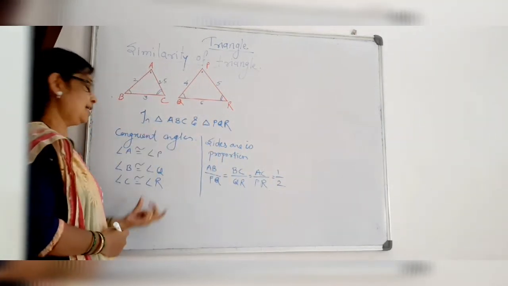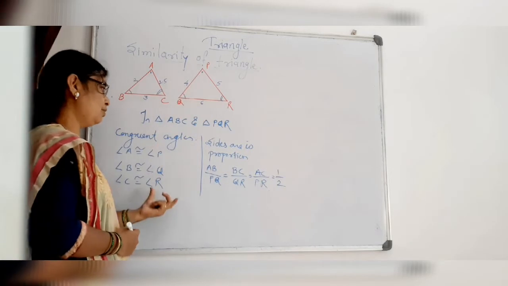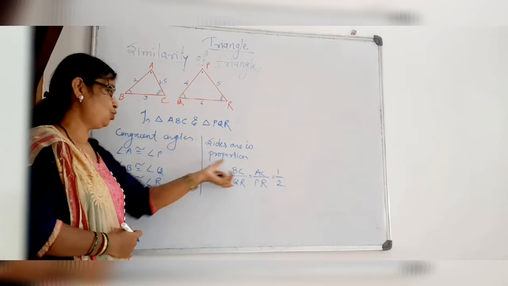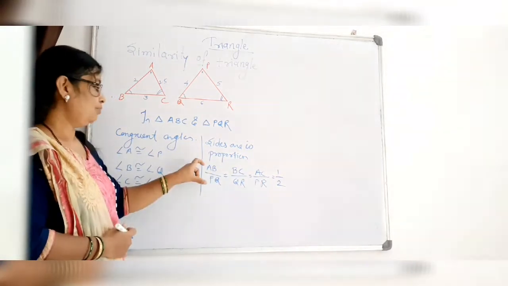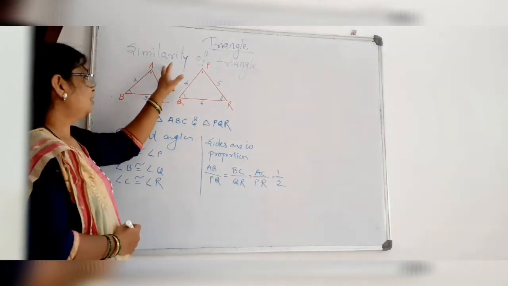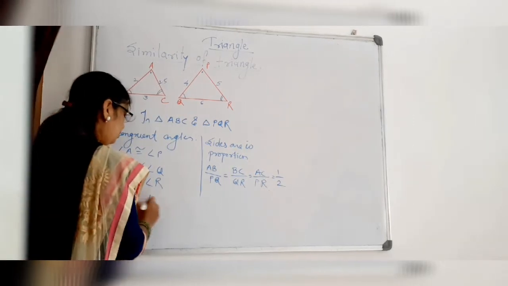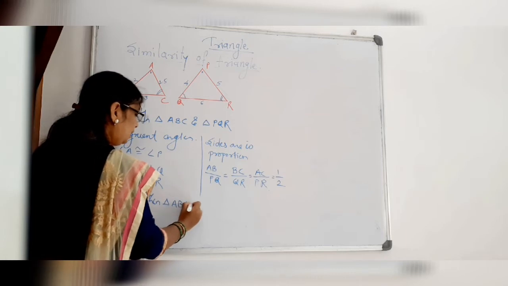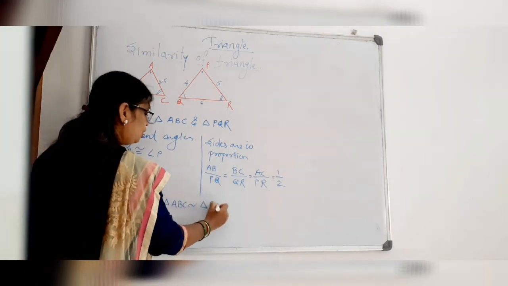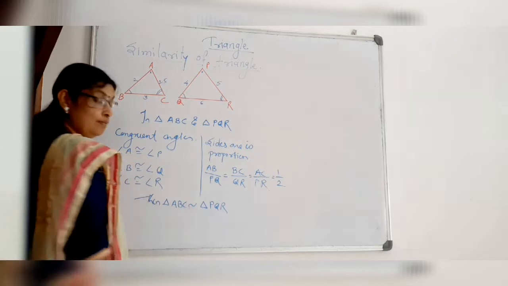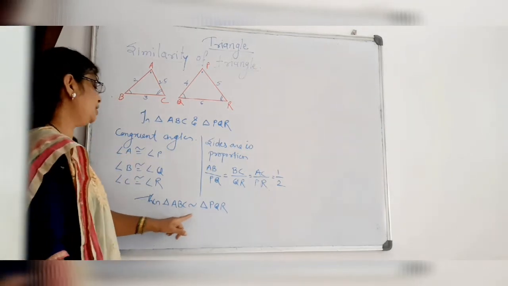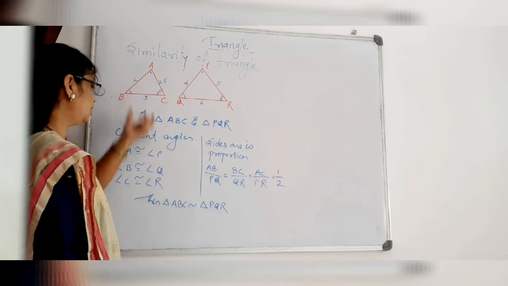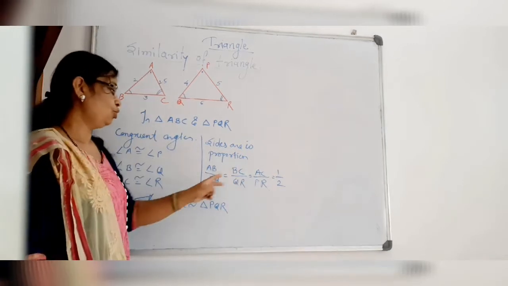If the corresponding angles are congruent, all the three angles are congruent, and sides are in proportion, means the ratios of the sides are equal. If the ratio is equal, then we say that these two triangles are similar. Then we say that triangle ABC is similar to triangle PQR. It is the sign of similar. Triangle ABC is similar to triangle PQR. What is given? All the three sides and ratio. You have to take the ratio.